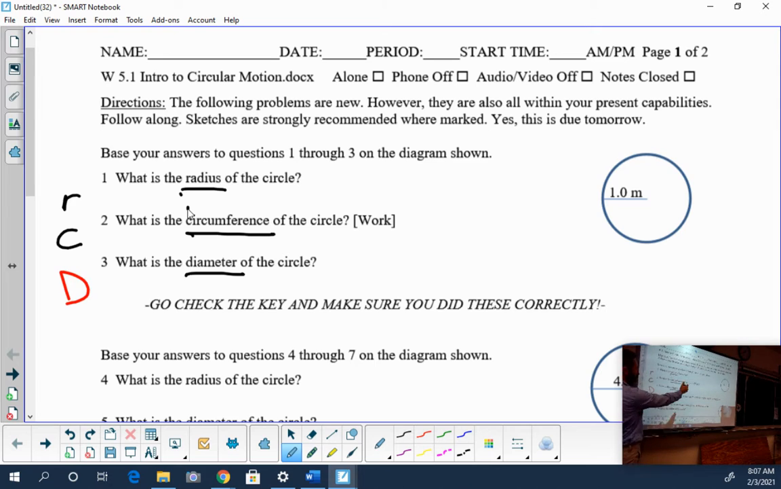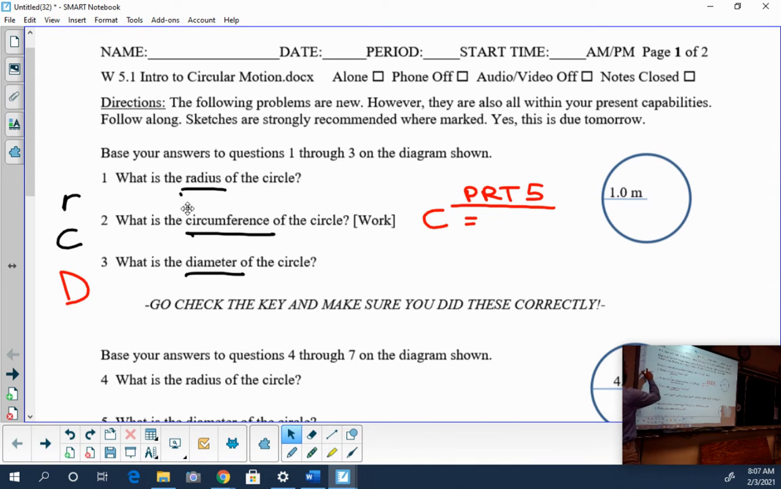All right, so this is pretty straightforward. If you need a little assistance here, there's a circumference equation on PRT5. Go look it up. PRT5 has some geometry on there, SOHCAHTOA, other such things. If you don't know what radius and diameter are, look them up. Okay, let's go down over here.